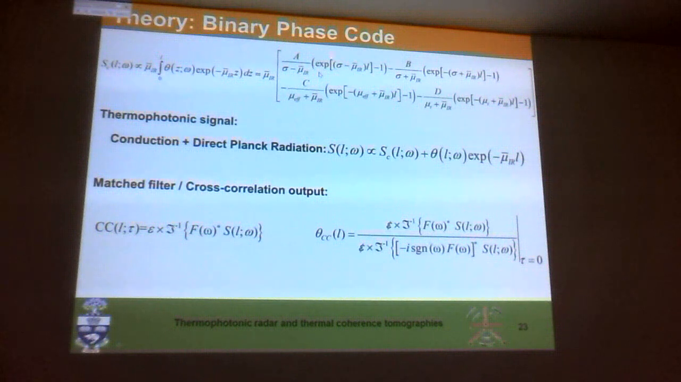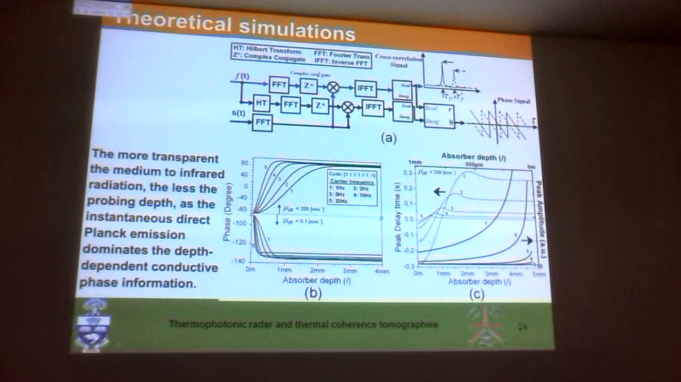I have the average of the infrared absorption coefficient, because remember, it's not a single value, it's a spectrum. But more or less, it's okay to assume a mean value for the infrared absorption coefficient, so mu IR bar there. And you have two sources of signal, conduction and direct Planck radiation. This is the conduction term and the direct radiation term. Both of them are superposed on each other.